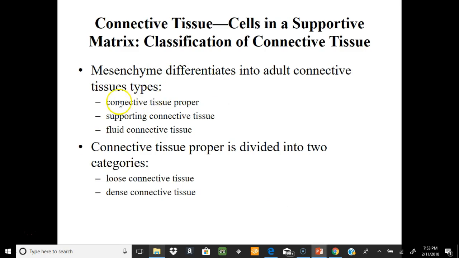Mesenchyme then differentiates into different types of connective tissues. So you can have connective tissue proper, supporting connective tissue, or fluid connective tissue. Connective tissue proper is going to be your loose and your dense connective tissues. Your supporting connective tissues are like your bone and cartilage connective tissues, and then fluid is going to be blood and lymphatic connective tissue.